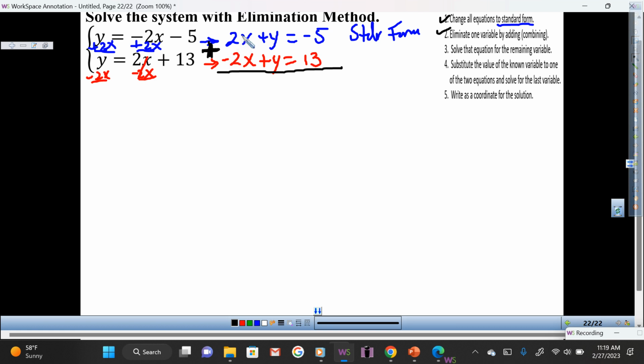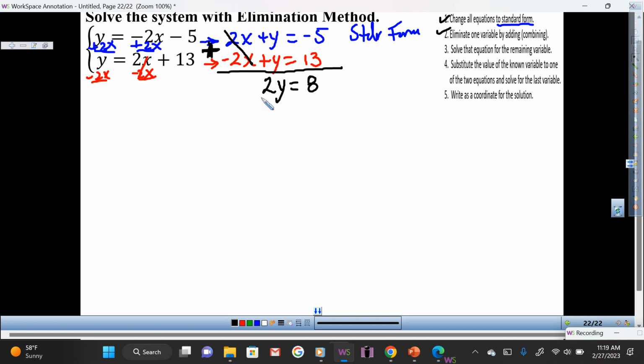So what is 2x minus 2x? 0. That's why it's called elimination, because we eliminate one of the variables from the get-go. Continue. y plus y is 2y. Negative 5 plus 13, that's 8.